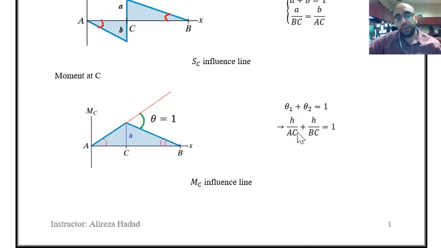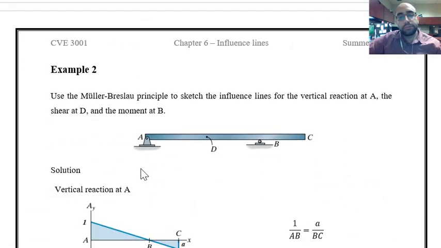Having this ratio over here, I can simply find the value of h, and once you do that, the question is solved. You have the influence line with all the details for bending moment at C. So that was the first example. In the second example, we have this situation.